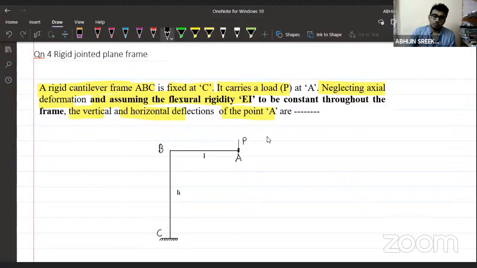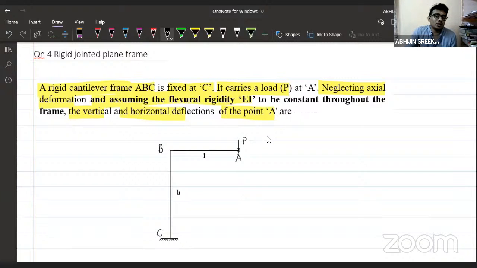As I used to say in the class, when we are asked to calculate the displacement of truss joints, we will be using the unit load method. But it is not the same in case of rigid jointed plane frames. Of course, you can use the unit load method here, but I will recommend you use Castigliano's theorem here to find the displacement. So as we know, the strain energy stored in this member, that's how we'll use Castigliano's theorem.